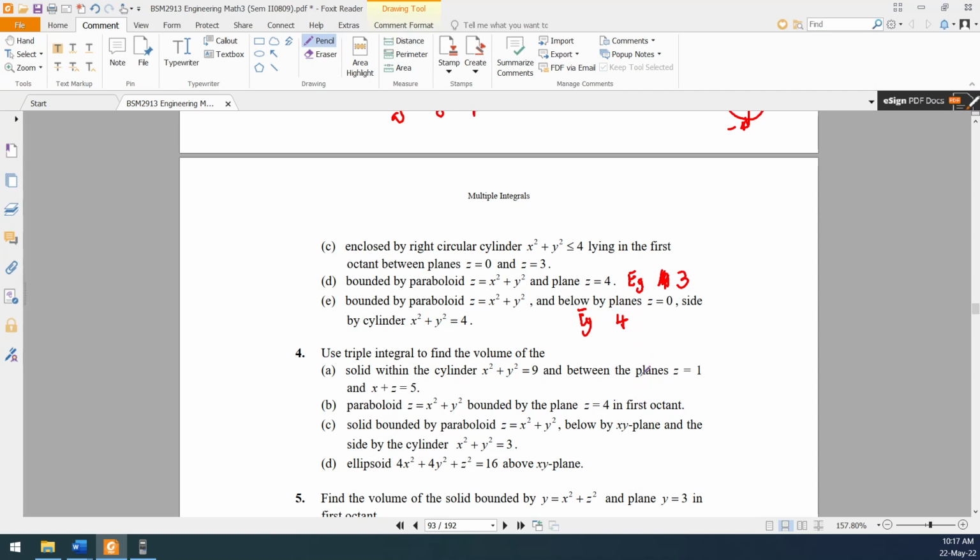But this is a paraboloid. This one is similar to example 3, in the first octant, theta from 0 to 2 pi.